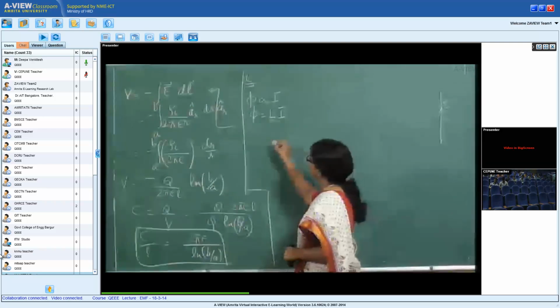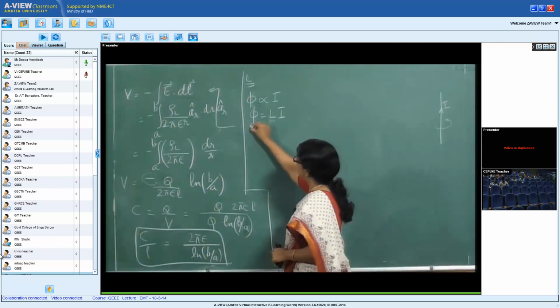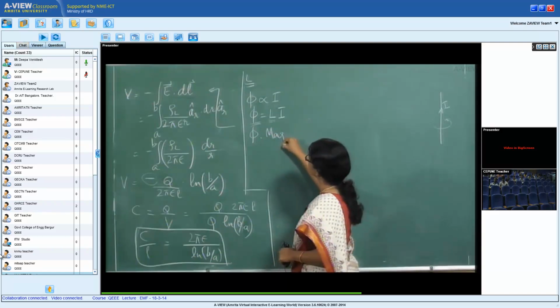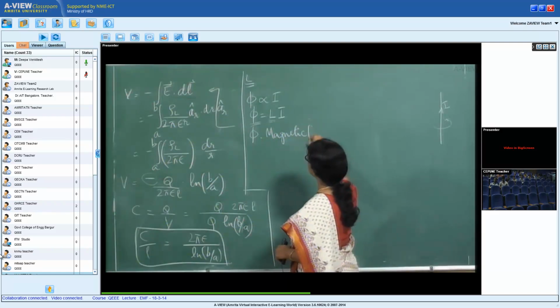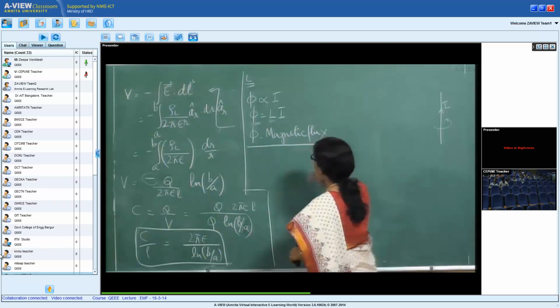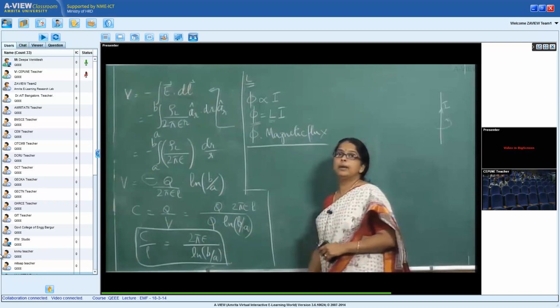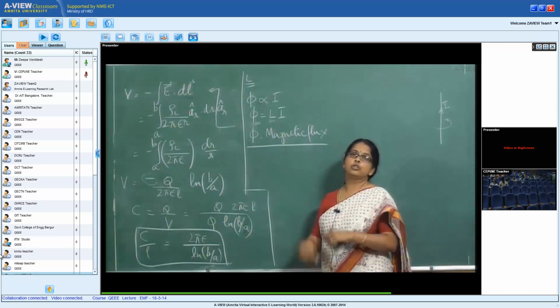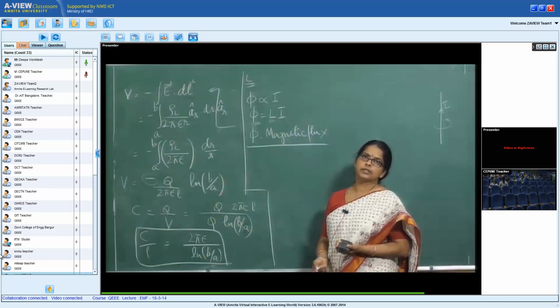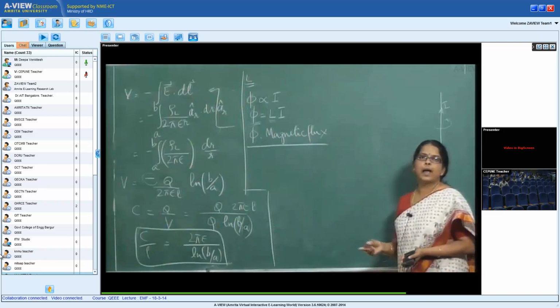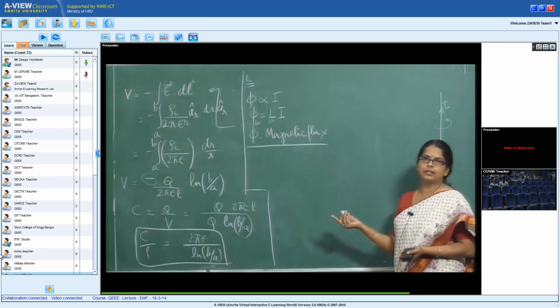So to be able to find inductance, I should be able to find flux, where phi is your magnetic flux. So I should be able to find the magnetic flux. So I should know what is the magnetic field to find magnetic flux. So the information that I have is only about the electrostatic field. I need to be able to find what is the magnetic field now.